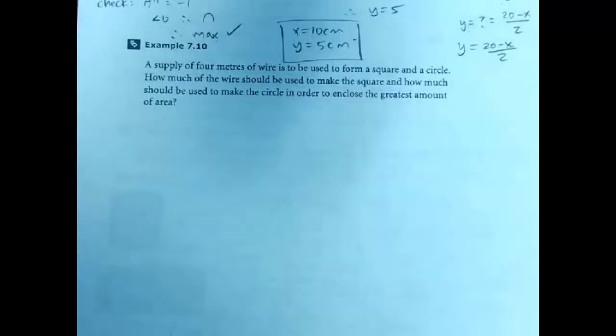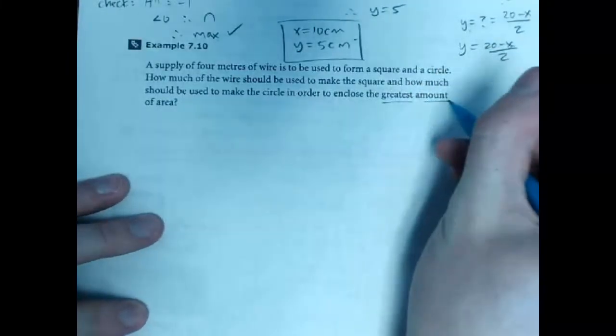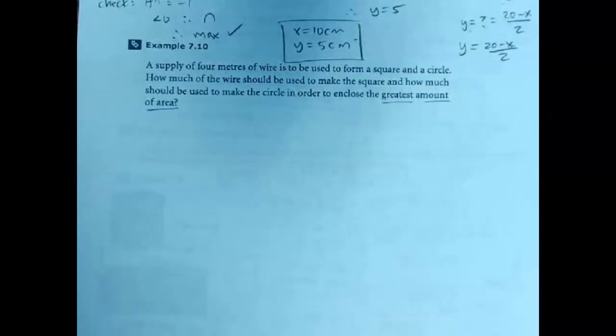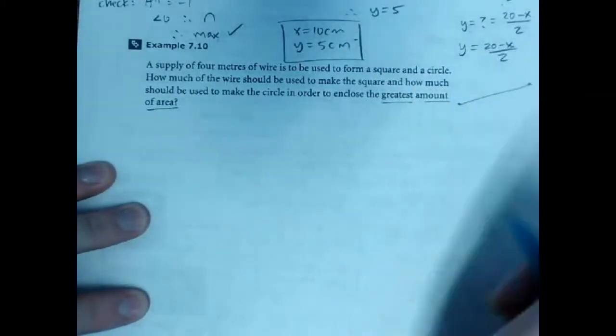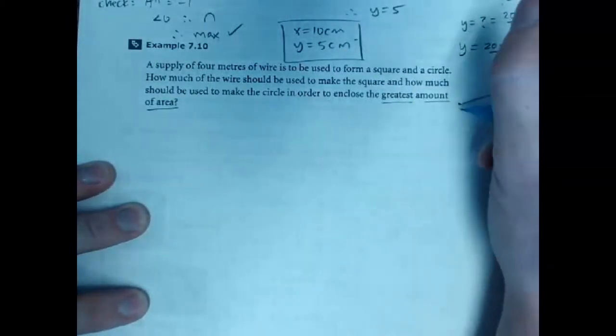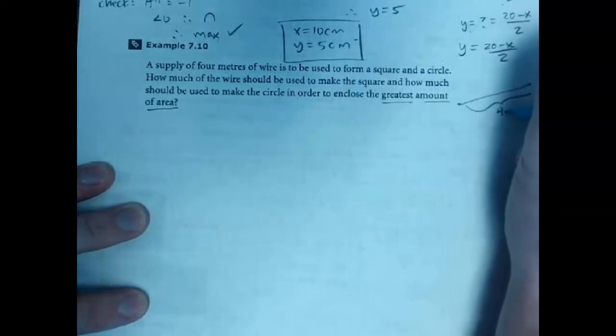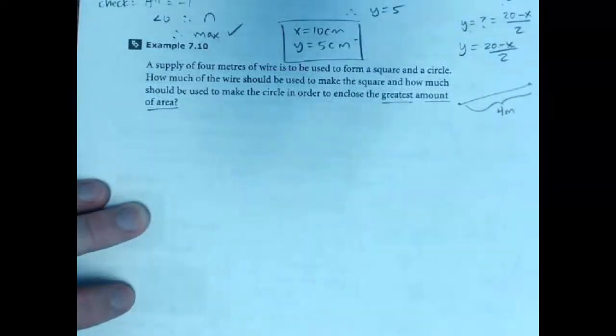But anyways, a supply of 4 meters of wire is to be used to form a square and a circle. How much wire should be used to make the square, and how much should be used to make the circle in order to enclose the greatest amount of area? So again, what you want to optimize is the area. Let's draw a picture. You have some length of wire, right? It says the total length of the wire is 4 meters. Thanks IB for spelling stuff weird.